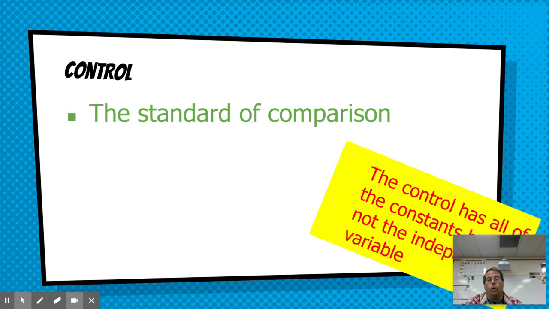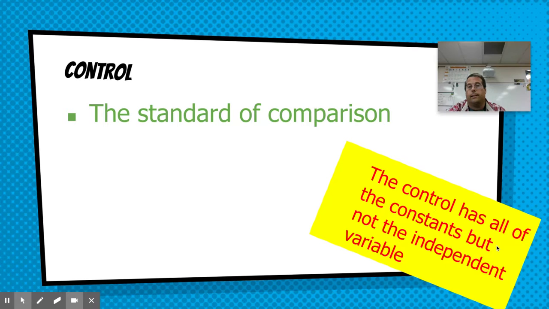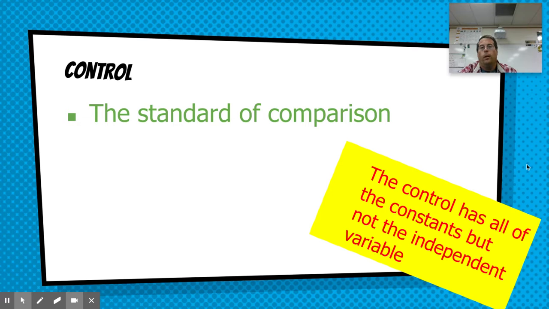The control group is my standard of comparison. It is the group that has all of my constants, but it's my compare group. So in the Dancing Raisin, it's the plain soda group. In the Cleano one, it's the one with plain water. It's the group that we're comparing it to.